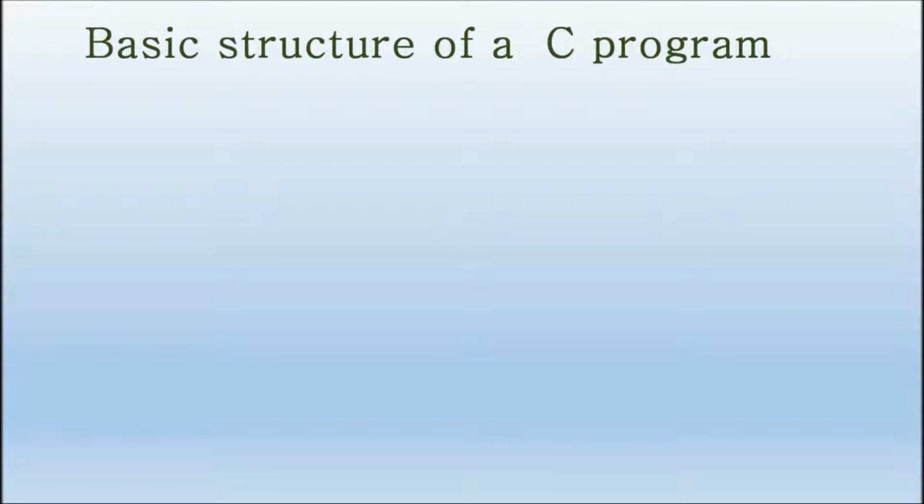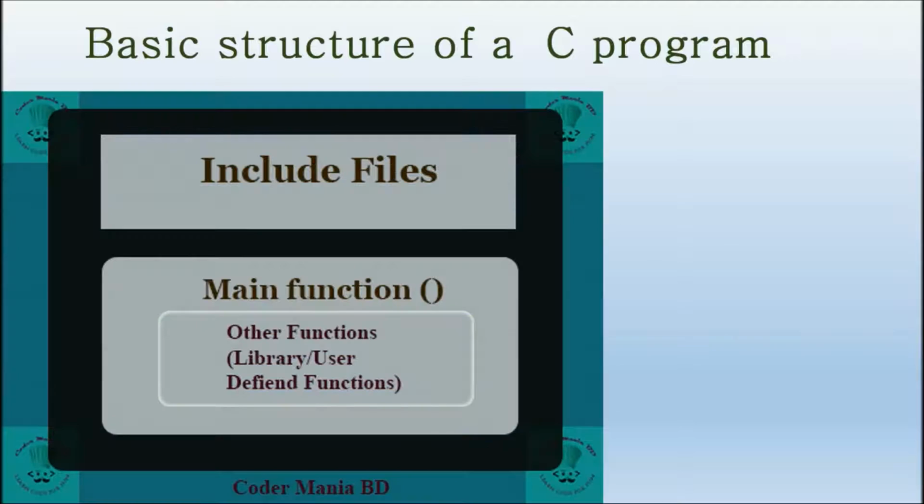Today we are going to learn the basic structure of a C program. Here is the diagram of a program. There are two sections: include files and the main function.